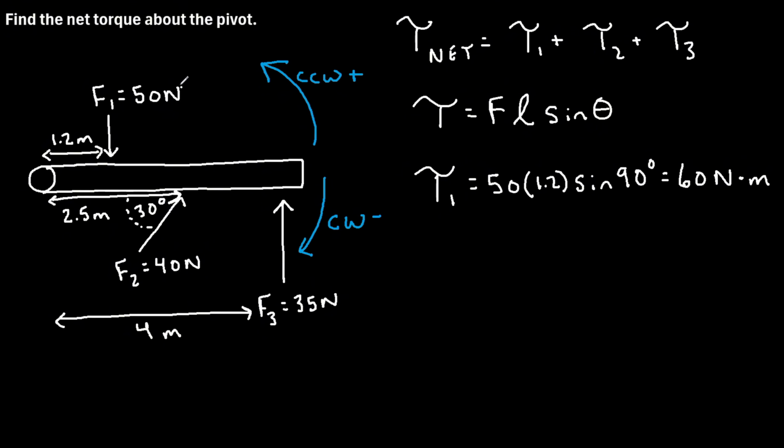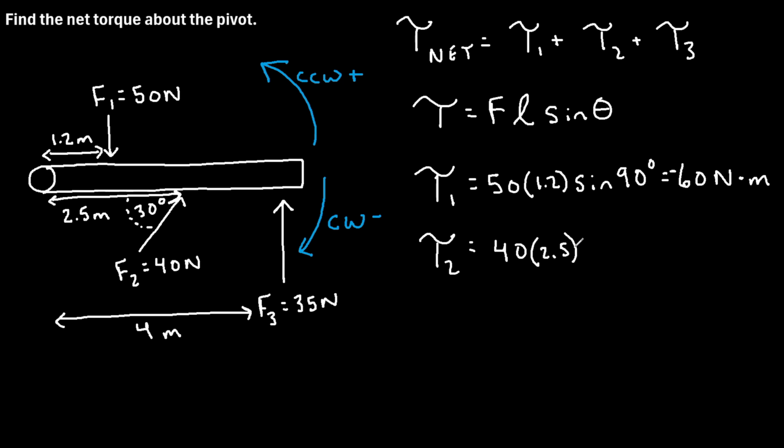And remember, we said that if we're going in a clockwise direction, which this force is pushing it clockwise, that's going to be negative torque. So let's write a little negative in front of it, negative 60. Okay, now let's move on to torque 2. So to calculate the second torque, we'll take force 2, which is 40. We'll multiply that by the distance that it's being applied from the axis of rotation, which we're told is 2.5 meters.